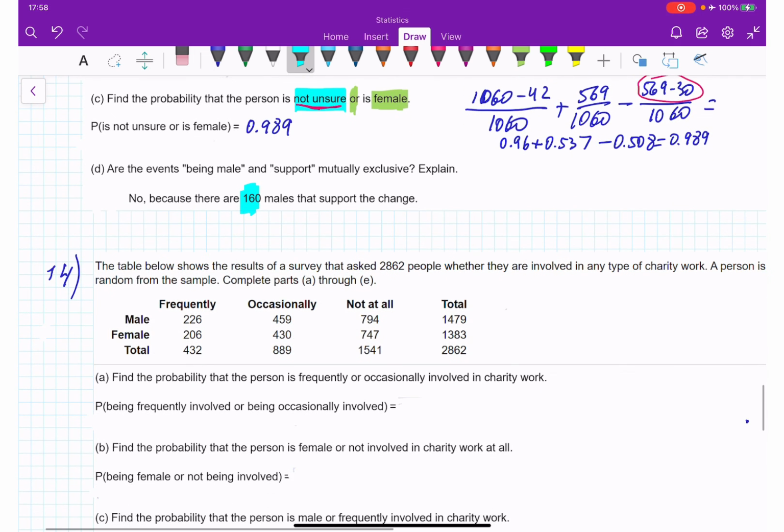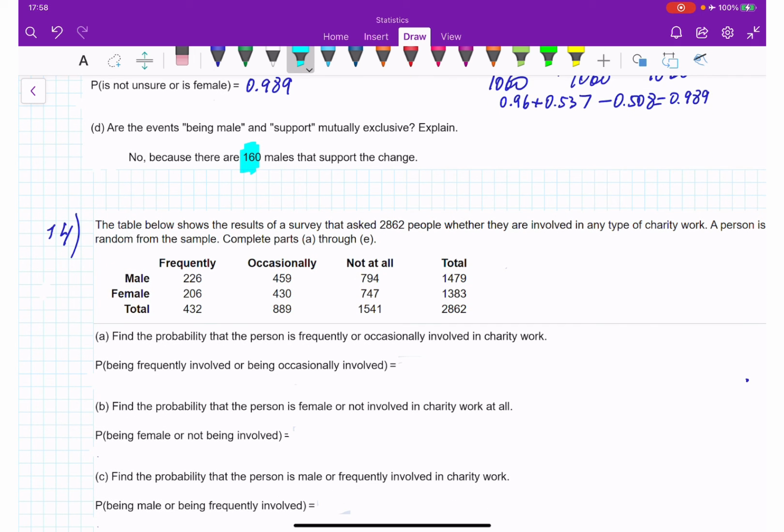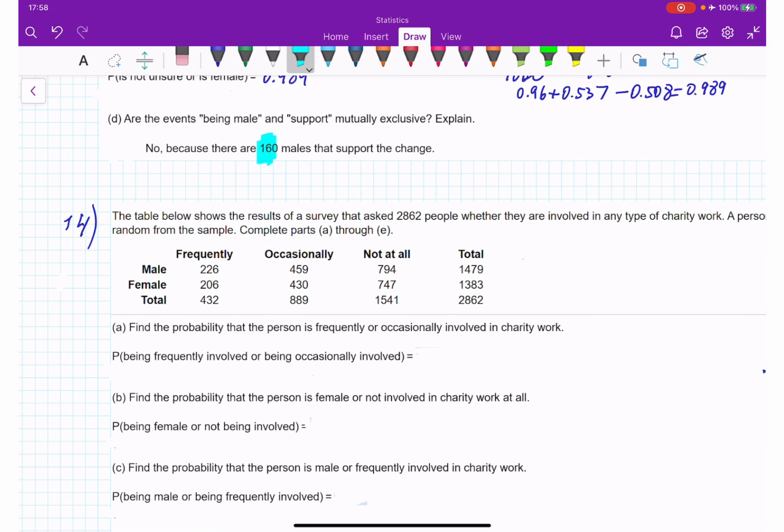Okay. Question number 14. So we're going to solve the question the same way. I'll just fly over real quick. So what do we have? Frequently being involved. Here it is, frequently involved. Or being occasionally involved. Because we have or, we need to add. So occasionally involved, here it is. As you can see, they are not overlapping, so we are not going to subtract anything.